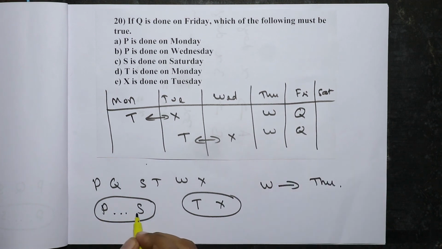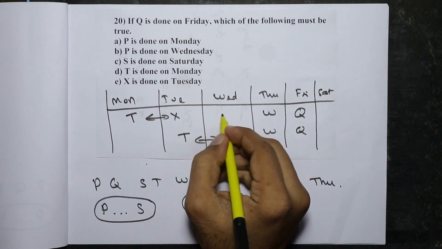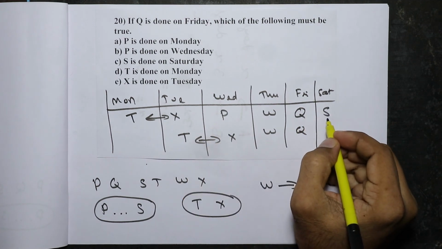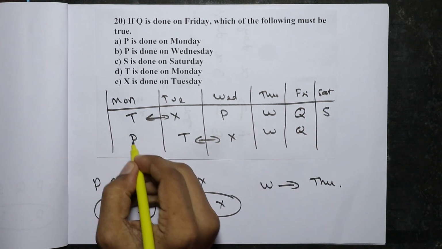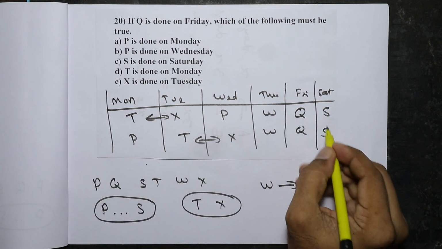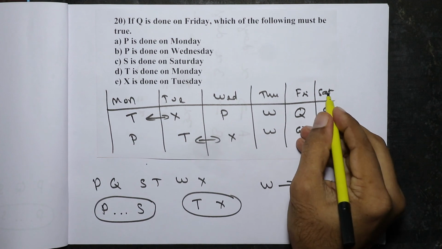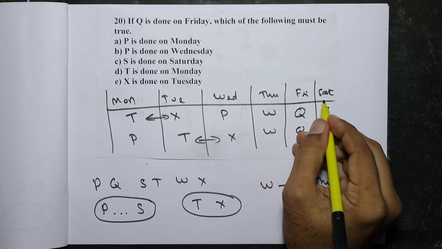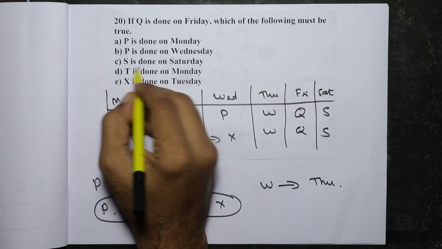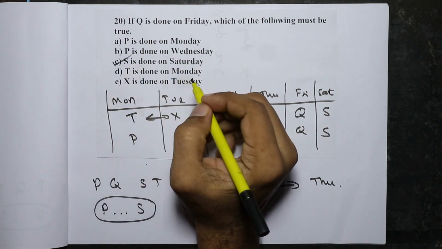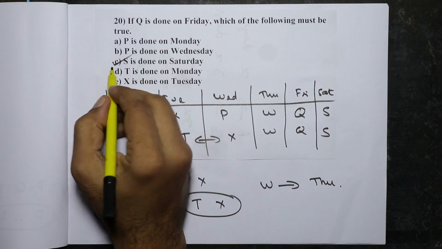Now P should be before S. So in this case P has to be here and S should be on Saturday. Now in this case also P has to be here and S has to be on Saturday. So whichever way you arrange, S is always done on Saturday. That must be true. Hence option C, S is done on Saturday, must be true. Other options may or may not be true. What must be true is option C.